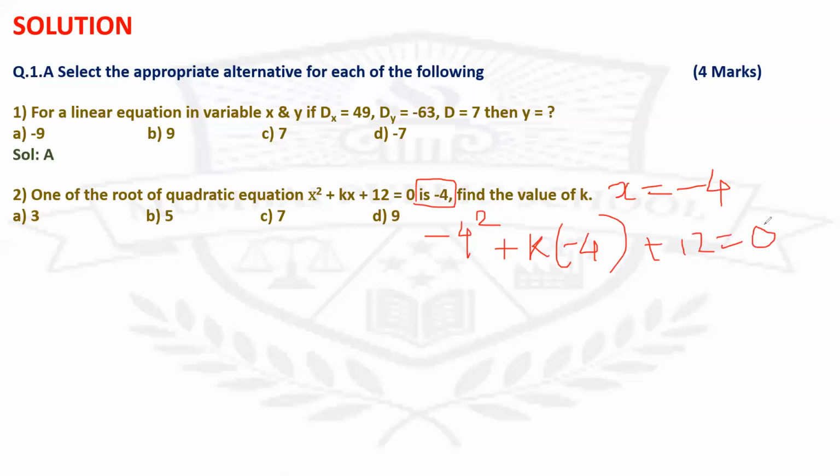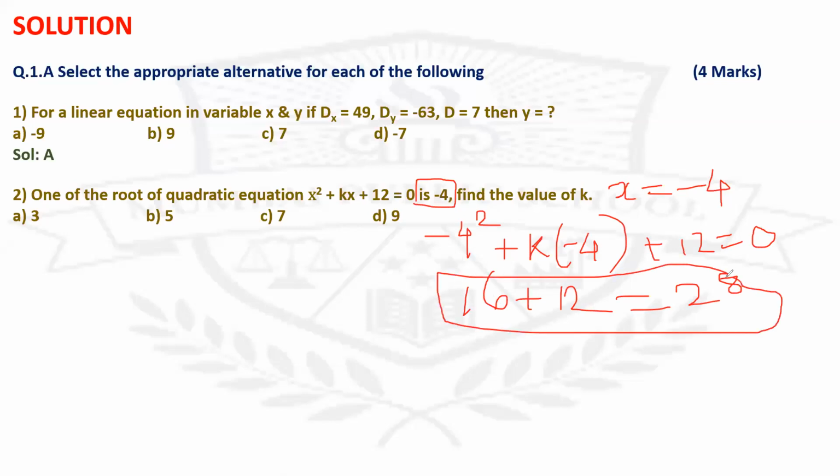Understand? Now you all know the square of a negative number is positive. So minus 4 squared is 16, plus 12, that equals 28. So what you're going to get is 28 minus 4k equals 0. So 4k is 28, so k is 28 divided by 4, that equals 7. Here, option C.